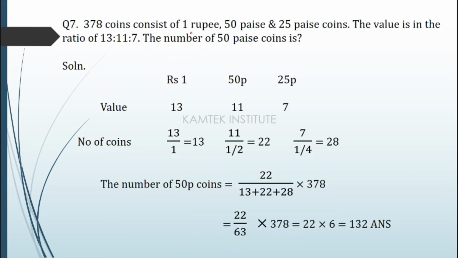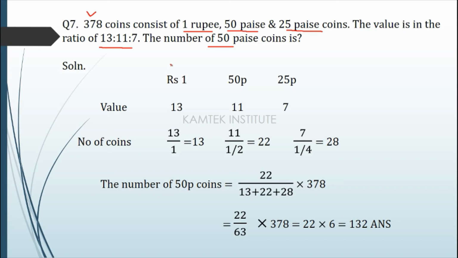We come to question number 7. It says 378 coins consist of 1 rupee coins, 50 paisa coins and 25 paisa coins. The value is in the ratio of 13 is to 11 is to 7, and the number of 50 paisa coins is... that means we need to find how many 50 paisa coins are there in total. 378 coins, and the ratio is given in terms of value. Okay, so the solution is simple.